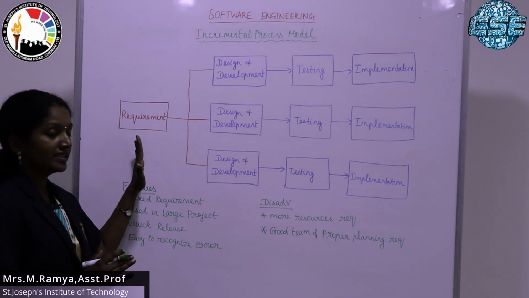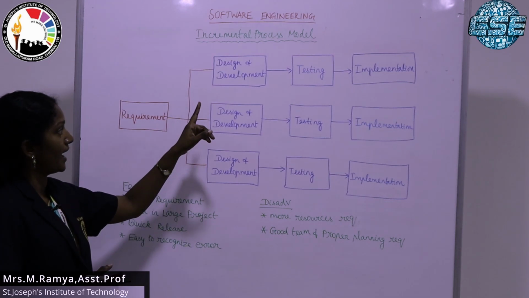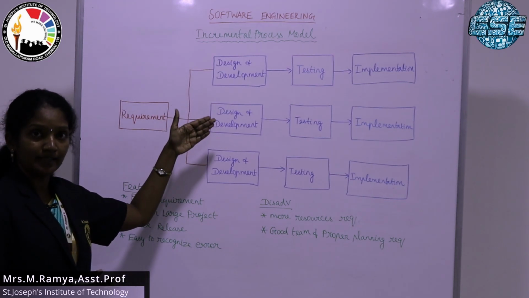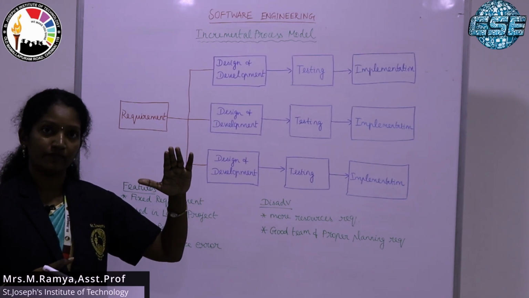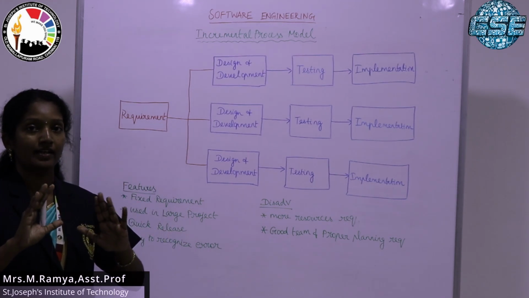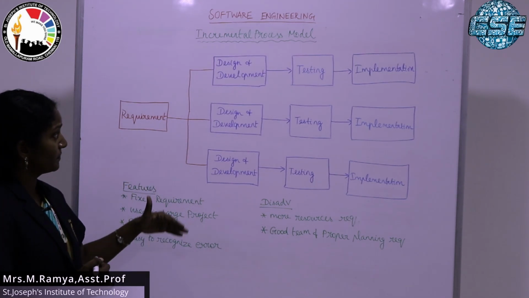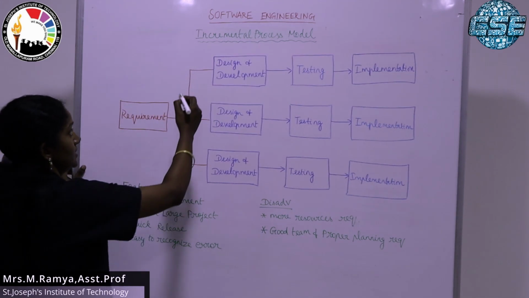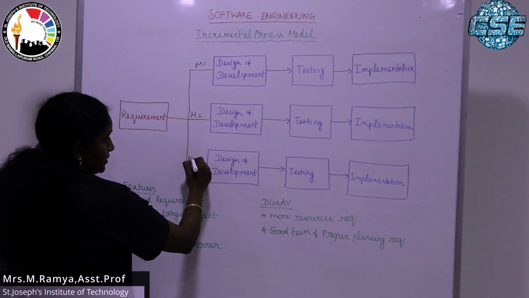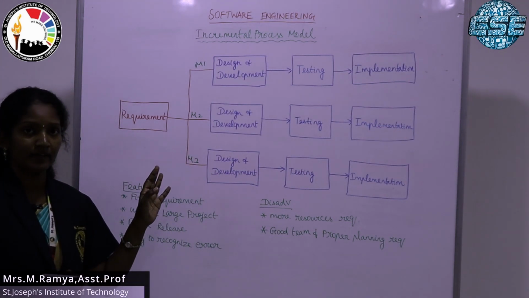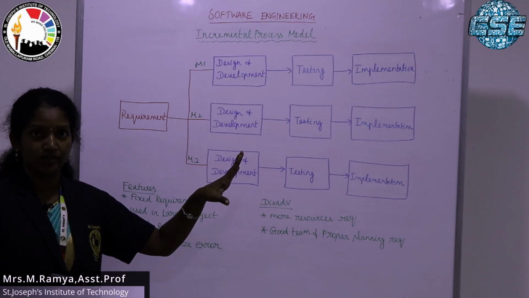After freezing the requirement, what is going to happen is we are going to split it into various modules. If we take a software, the entire software, we are splitting that software into various modules. For example, consider this to be module 1, and then module 2, and then module 3. So totally we have 3 modules in this project.